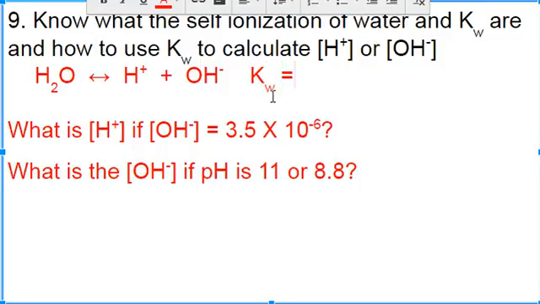equal to my concentration of H plus times the concentration of my OH minus.